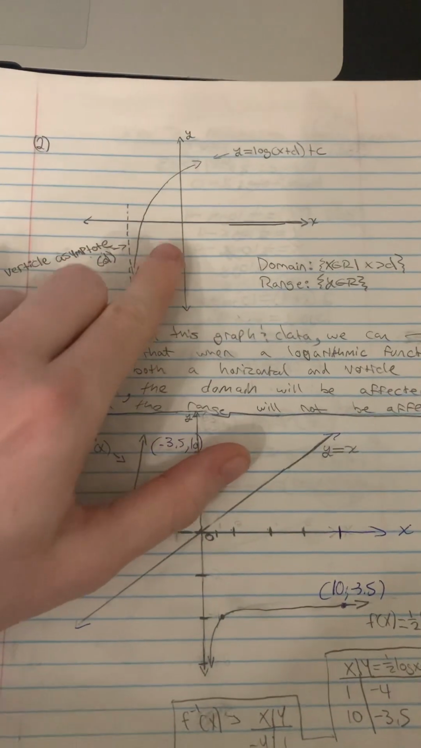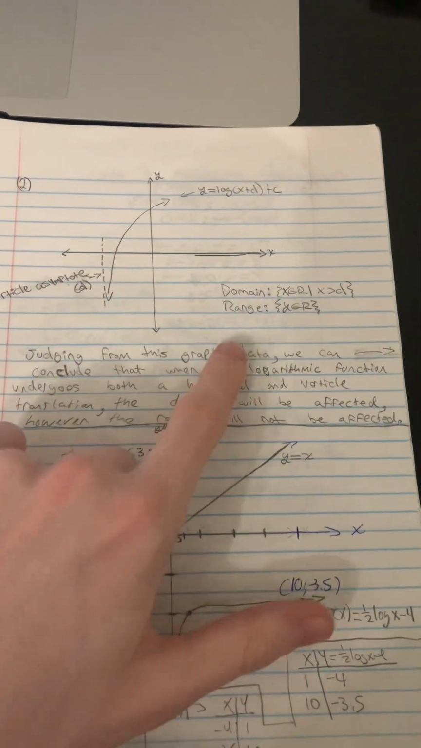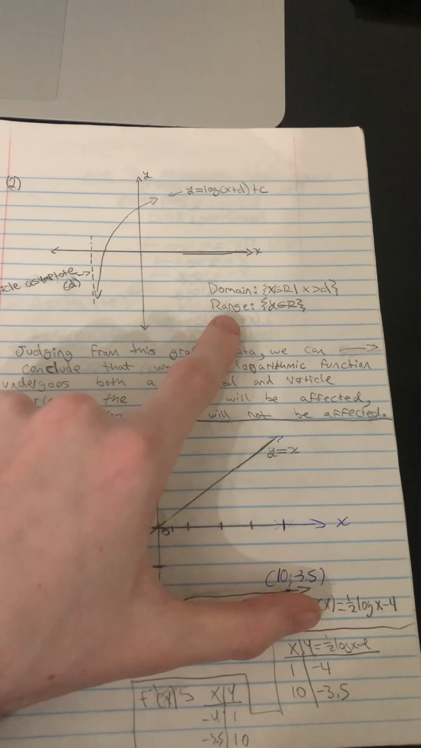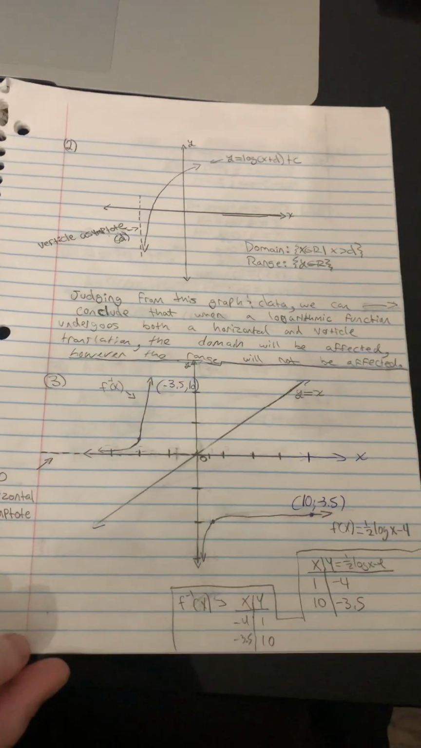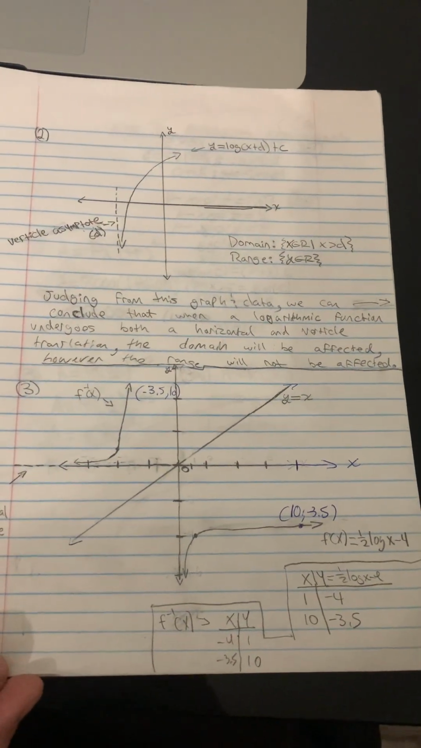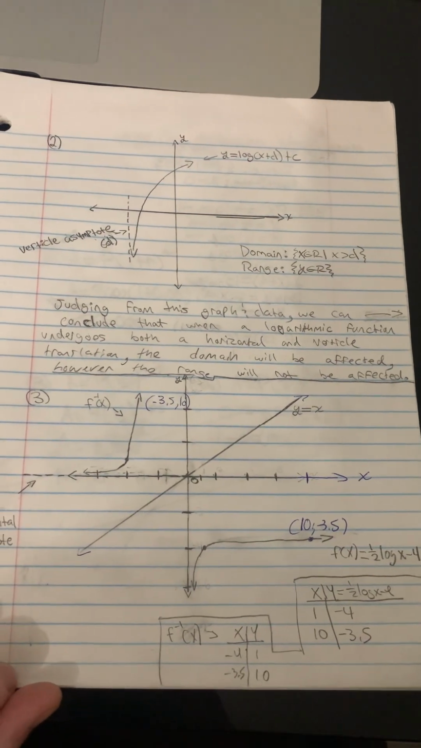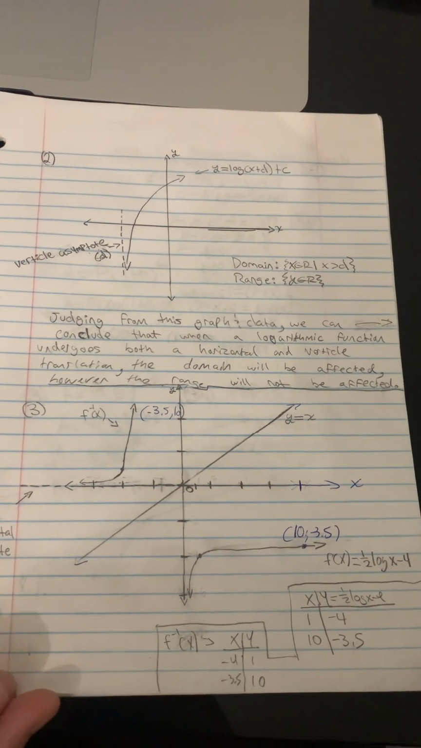So here's my newly shifted function. There's the vertical asymptote, and the domain is the same as before, x a set of real numbers such that x is greater than d, and the range just being y, a set of real numbers. So judging from the graph, we can clearly conclude that when a logarithmic function undergoes both a horizontal and vertical translation, the domain will be affected. However, the range will not be affected.